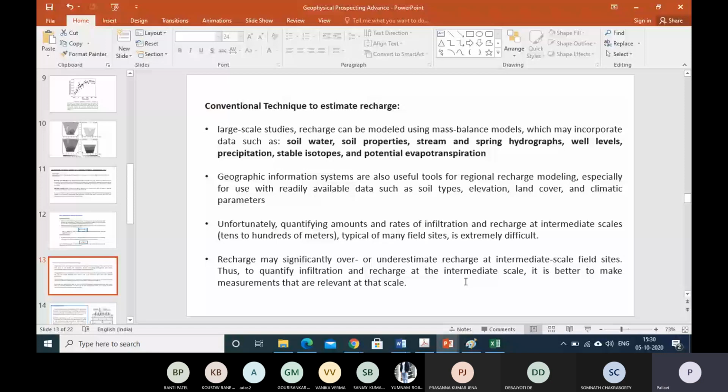So lots of things you should know. Soil information is very important. So lots of information you need, and 100% dependency on these methods is not appreciated, okay.